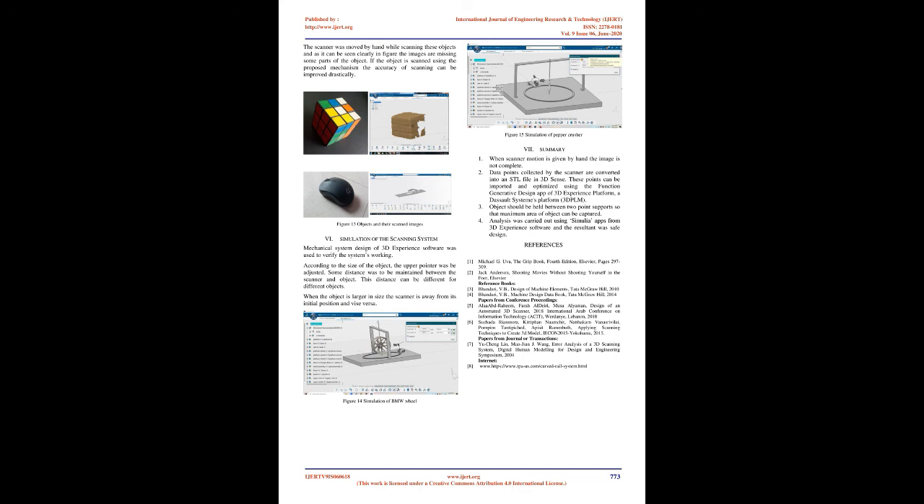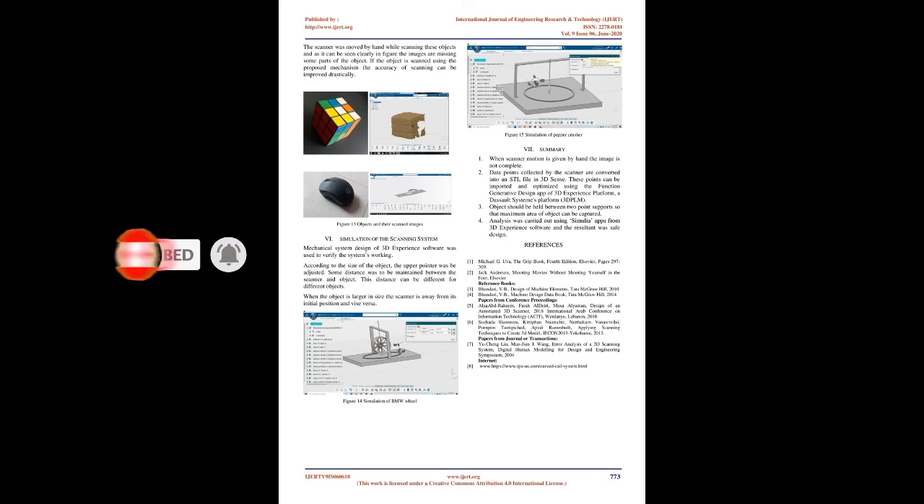The scanner was moved by hand while scanning these objects, and as can be seen clearly in the figure, the images are missing some parts of the object. If the object is scanned using the proposed mechanism, the accuracy of scanning can be improved drastically. Figure 13: Objects and their scanned images.